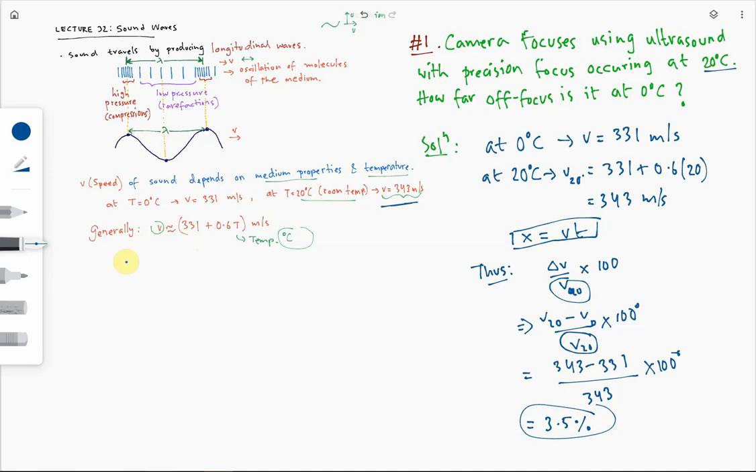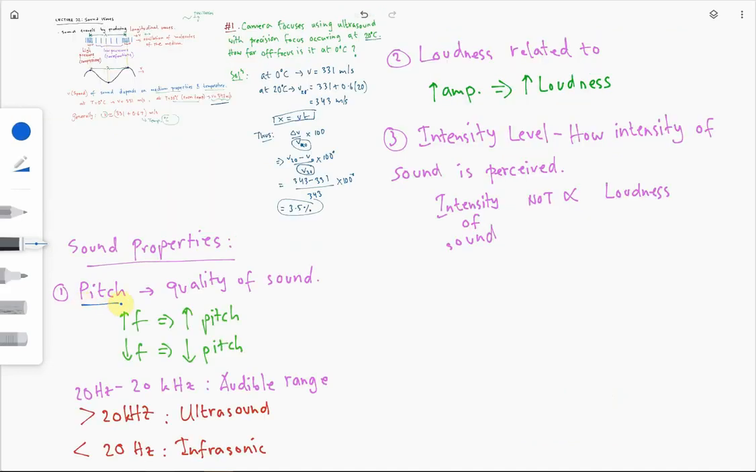Let us now study some sound properties. Sound properties include pitch of the sound. Pitch is basically a quality of the sound, or you can think of it as how shrill a sound is. For example, if the frequency of a sound is higher, then the pitch is higher, and that results in more shrillness of the sound. And if the frequency is lower, then the pitch is lower as well, and this is less shrill.